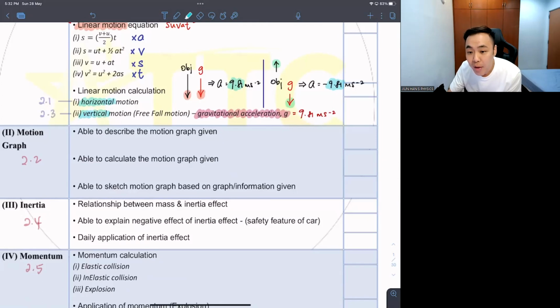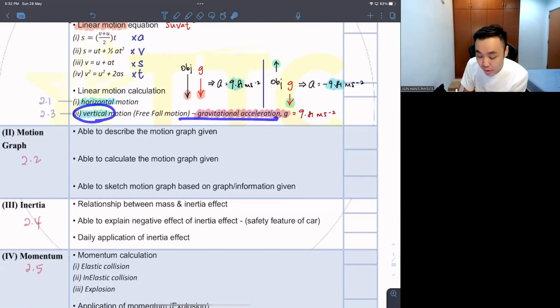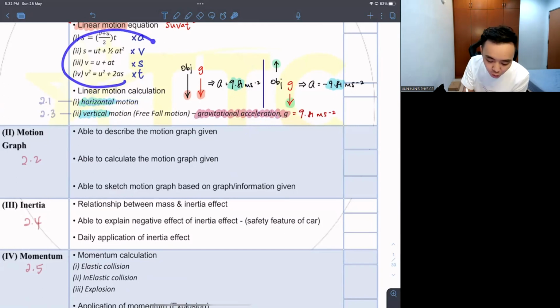So far so good. Left, right, no. Because when you do left, right, gravity is not in the situation. Like you walking, gravity important or not? No. So that's why I say vertical motion only got this. Vertical means must be up, down one. Left, right will go to horizontal. Horizontal, no gravity involved. You just do this normally.